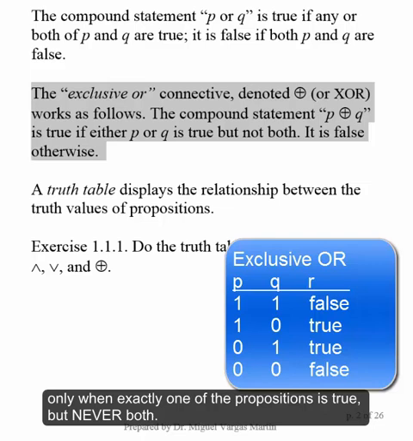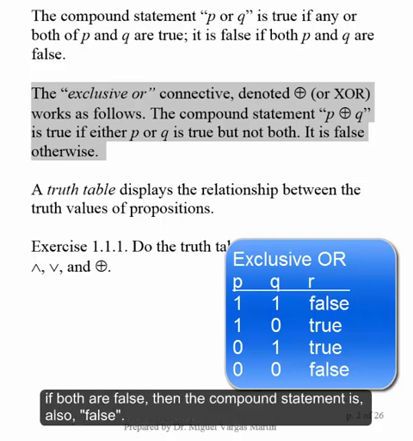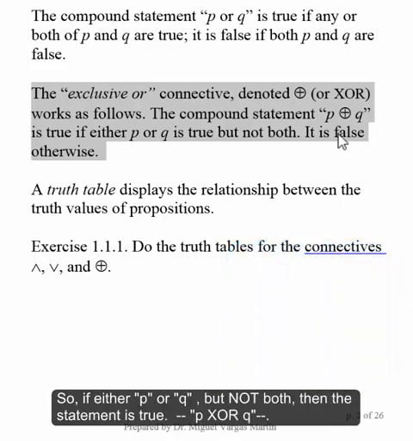An exclusive or connective makes the compound statement true only when exactly one of the propositions is true, but not both. If both of them are true, then the compound statement becomes false. And of course, if both of them are false, the compound statement is false. So if either P or Q, but not both, is true, then the whole thing is true.